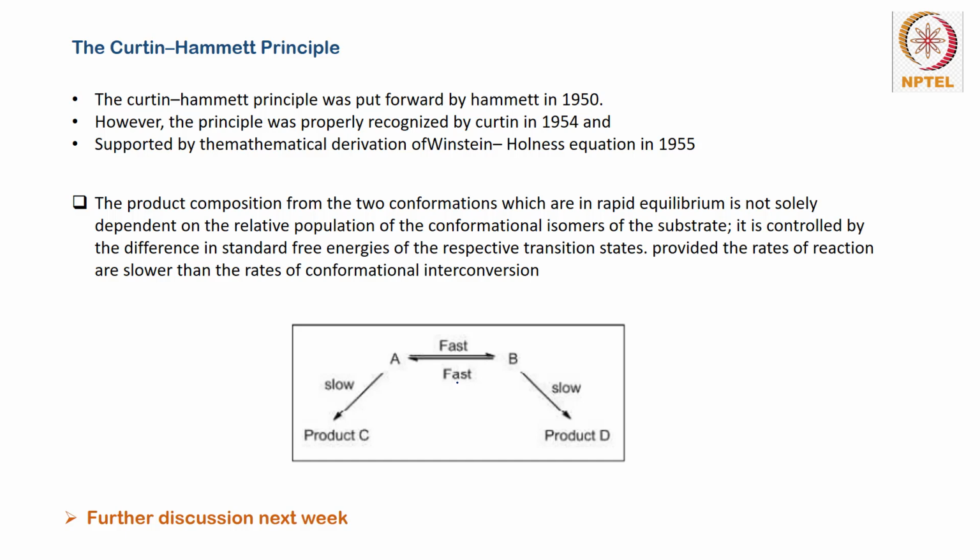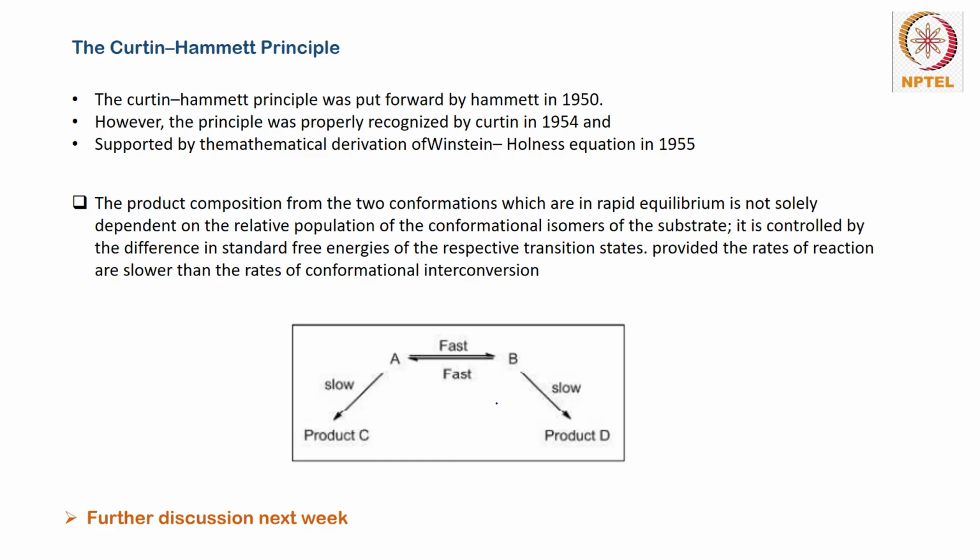Suppose the two conformers are in rapid interconversion. Now you are getting a product from the staggered and a product from the eclipsed. Which conformer will react at a faster rate depends on the activation energy, or free energy, of that conformer to that product. It doesn't depend on the concentration of the conformer.